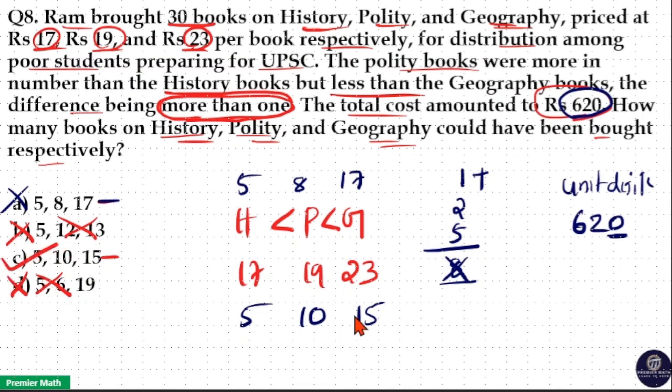That is, here let's check. 3 into 5 is 5 unit digit, 9 into 0, 0 unit digit, 7 into 5, 35, 5 unit digit. So 5 plus 5, 0, you will get unit digit as 0. That is 17 into 5 plus 19 into 10 plus 23 into 15 should give unit digit 0.